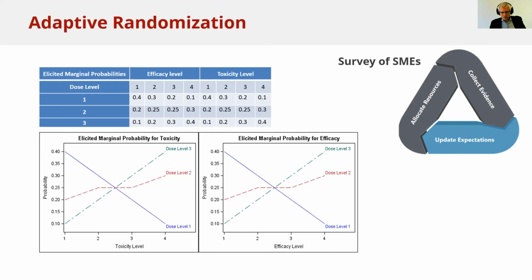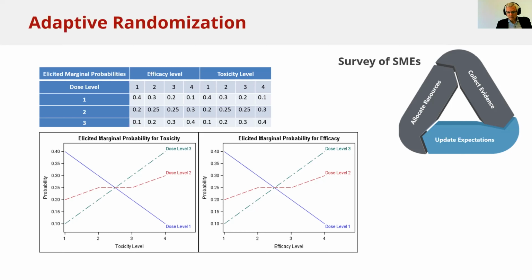And what we do is we survey the subject matter experts. They tell us what they expect to see for the different dose levels of the treatment. On the left, you see a toxicity level increasing, and you see that dose 3, the highest level, is likely to be the most toxic. If you go over to the other chart, that high dose is also most likely to be the most efficacious. So we have to balance toxicity and efficacy.